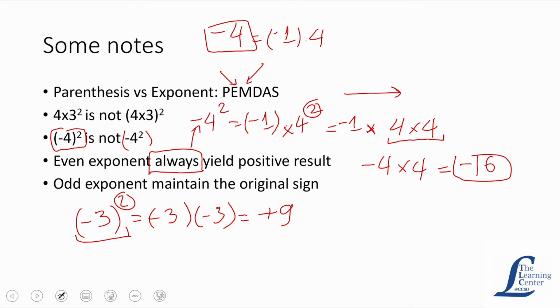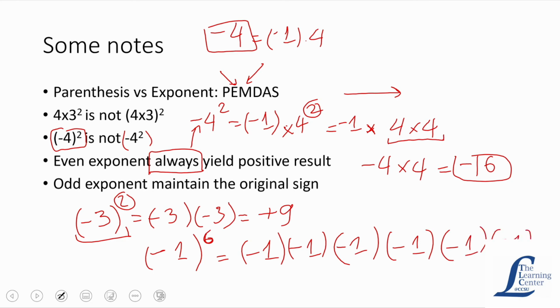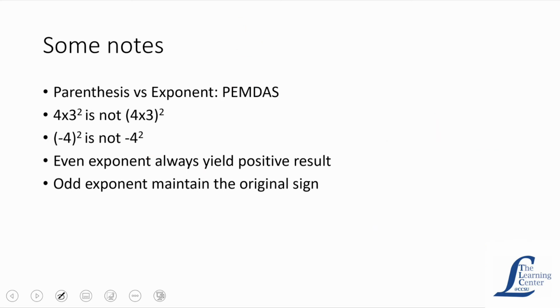So if we have -1 to the 6, right? 6 is an even number, so that will be -1 times -1 times -1, 6 times. These are going to be positive because negative times negative is positive, and this is negative negative is positive, this is negative negative is positive, so all of them is just a positive, and then 1 times 1 by itself is going to be positive in the end, so that would be 1. And even exponents always yield a positive result. Meanwhile, an odd exponent would not affect the sign.